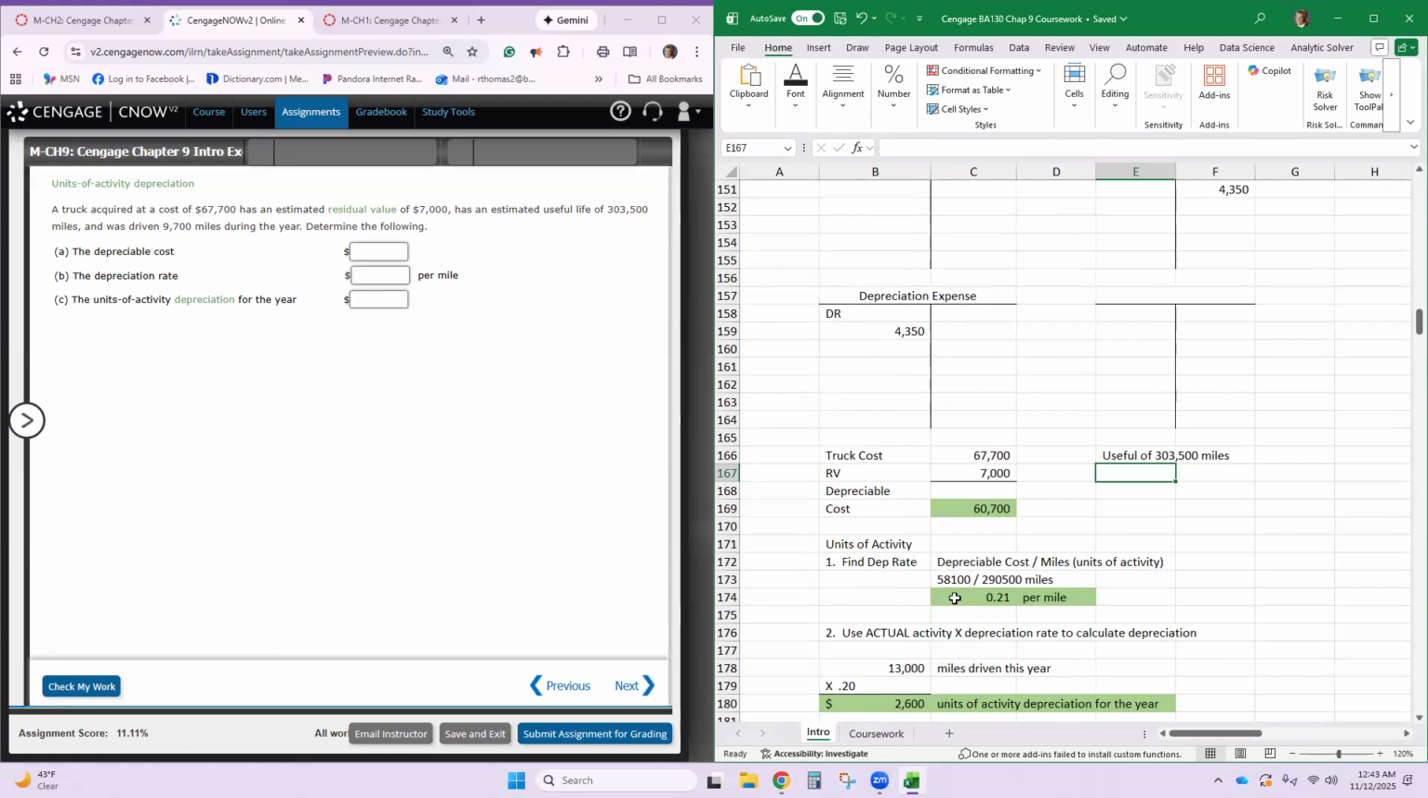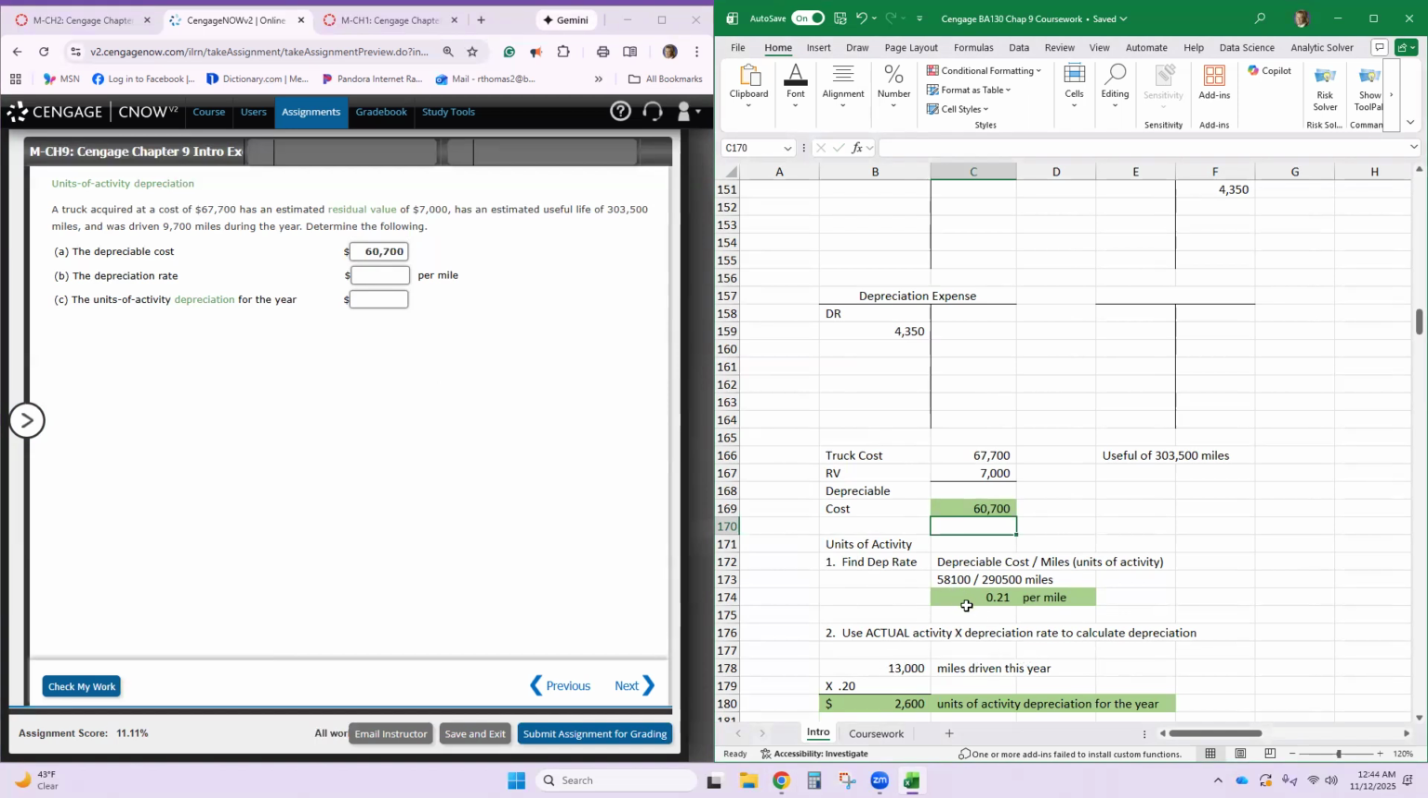Okay, so we use the same depreciable cost, which is the cost of the truck minus its residual value. So let's put that in. And then the units of activity take 2 steps. We have to find a rate, and then we have to apply that rate to the actual miles.